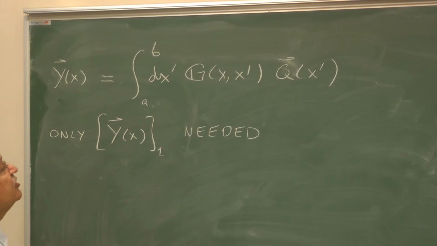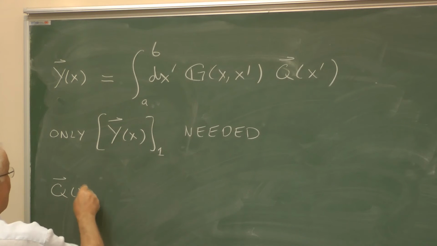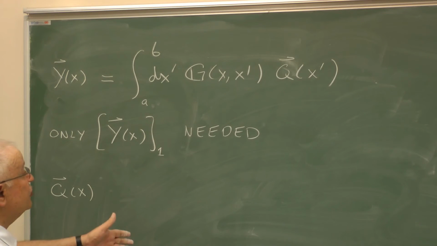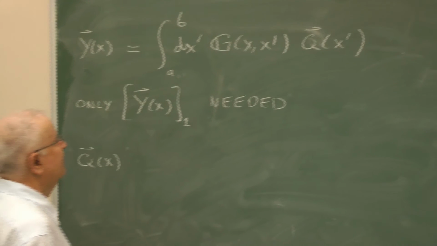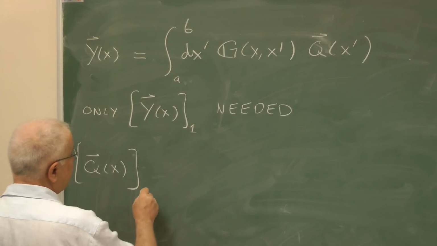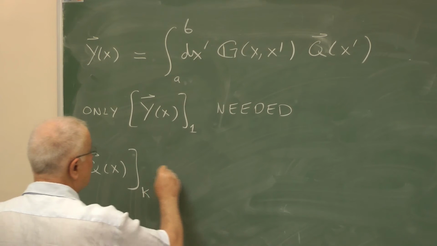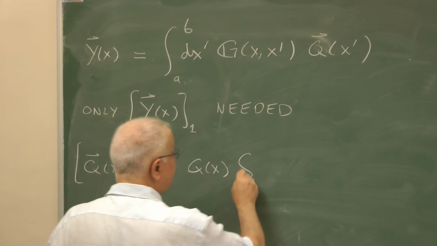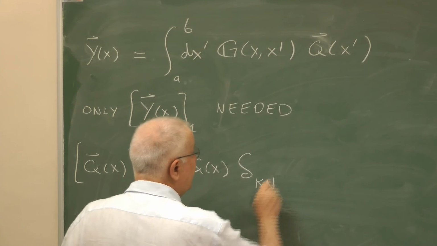Another simplification is that q of x is a very simple vector. It is 0, 0, 0, 0. Only its last bottom entry is non-zero. So q of x, let's say its k-th component, is the Kronecker delta kn.